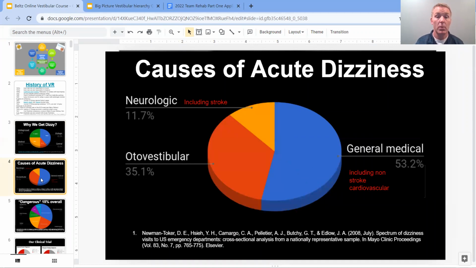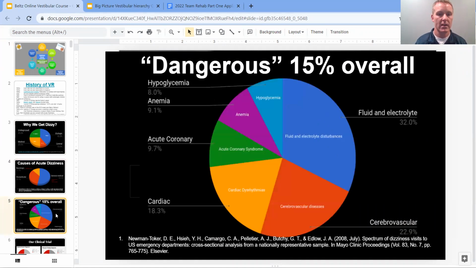Now, why do people have acute sudden dizziness? It's about the same. Patients going into the emergency department, who suddenly wake up dizzy, it's about the same type of picture. Most of the time it's going to be inner ear, maybe a little bit of brain, and non-stroke, non-cardiovascular reasons for dizziness. So this kind of breaks that down.